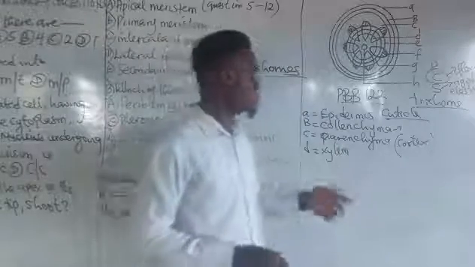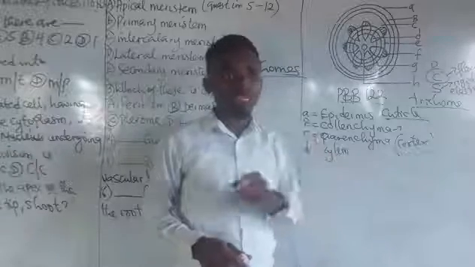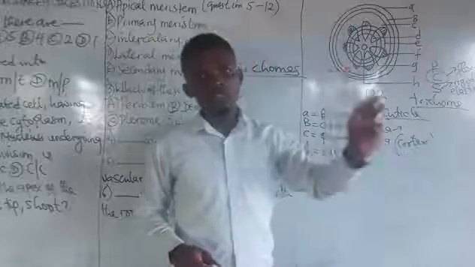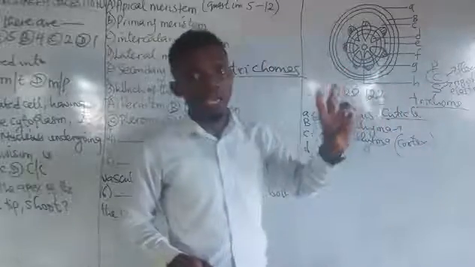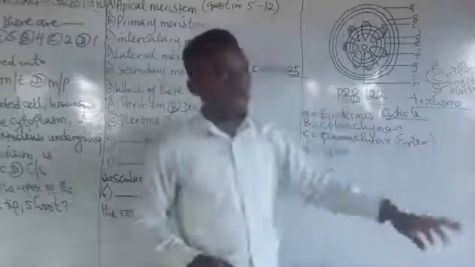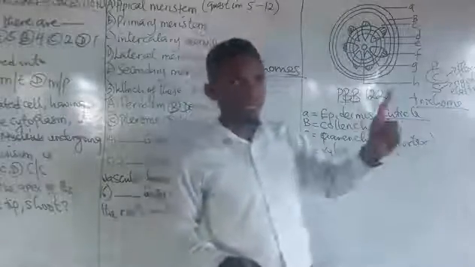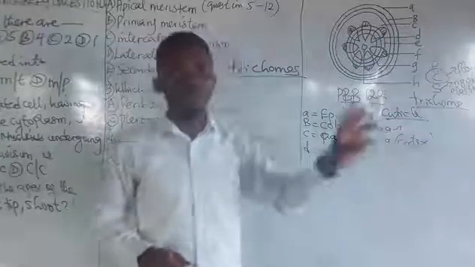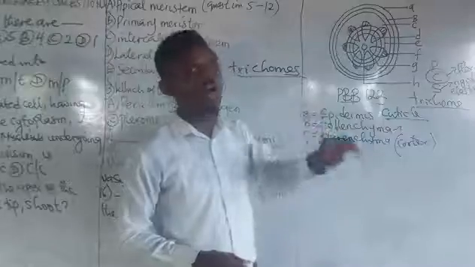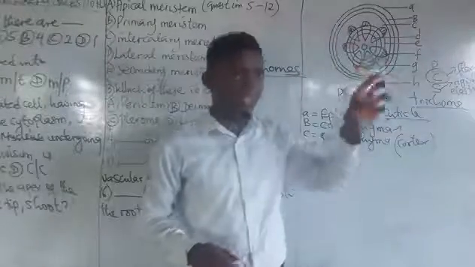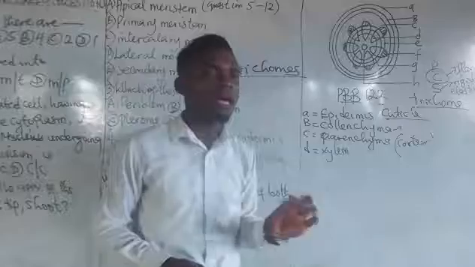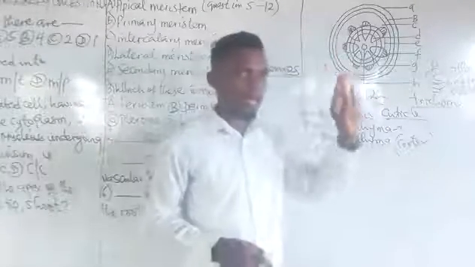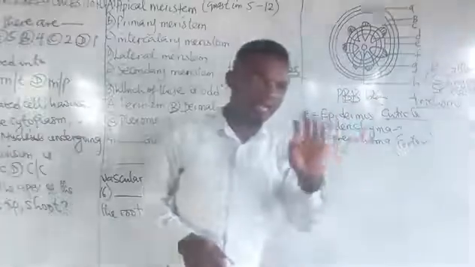Okay, now the xylem is made up of both living and dead cells. We have the fibers, we have the vessels, we have the sclereids, we have the tracheids, we have the xylem parenchyma, and we have the ray cells. I will say it again. We have the fibers, the vessels, the tracheids, the sclereids, the ray cells, and the xylem parenchyma. Of all these cells, it is only the xylem parenchyma that is made up of living cells. Others, apart from the xylem parenchyma, are dead cells.